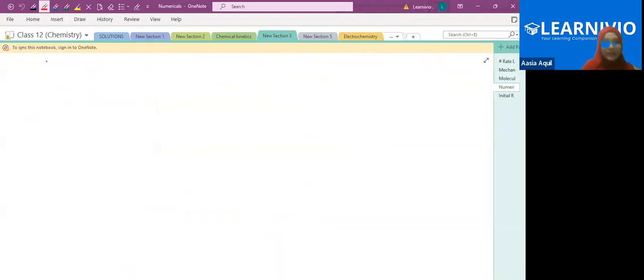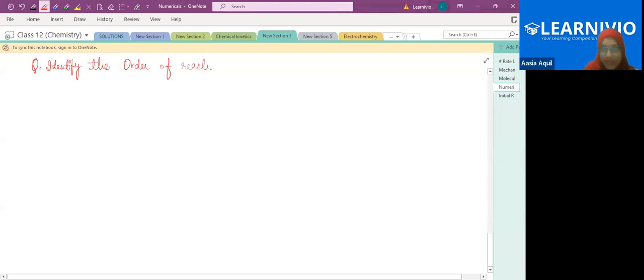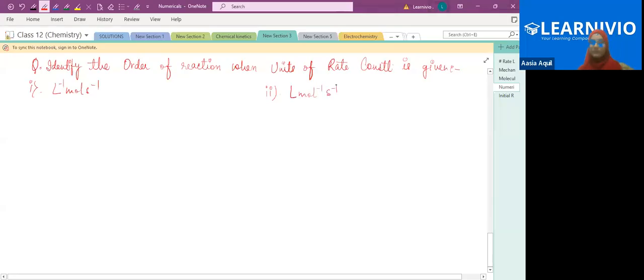So the first question was to identify the order of reaction. First, try to do it by yourself. Okay, then I will tell you the solution. You have to identify the order of reaction when units of rate constant are given. First question, the unit is liter per mole per second, and the second was liter per mole per second. Do that question.